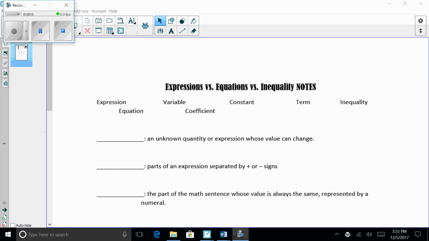Today your notes are going to be over expressions, equations, and inequalities. So basically what we're going to be doing, I'm just giving you an introduction to all these things, okay? And then we're going to be practicing them the next couple of days, but the definition is the most important piece so that way we can identify them when we see them in our examples.